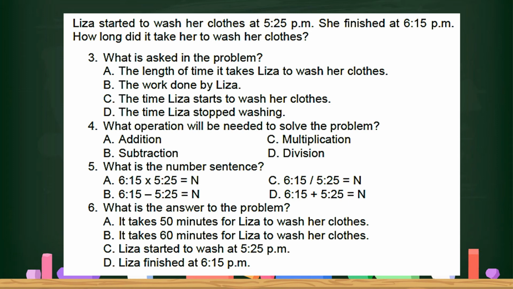Number 6. What is the answer for the problem? A. It takes 50 minutes for Lisa to wash her clothes. Letter B. It takes 60 minutes for Lisa to wash her clothes. Letter C. Lisa started to wash at 5:25 p.m. Letter D. Lisa finished at 6:15 p.m.